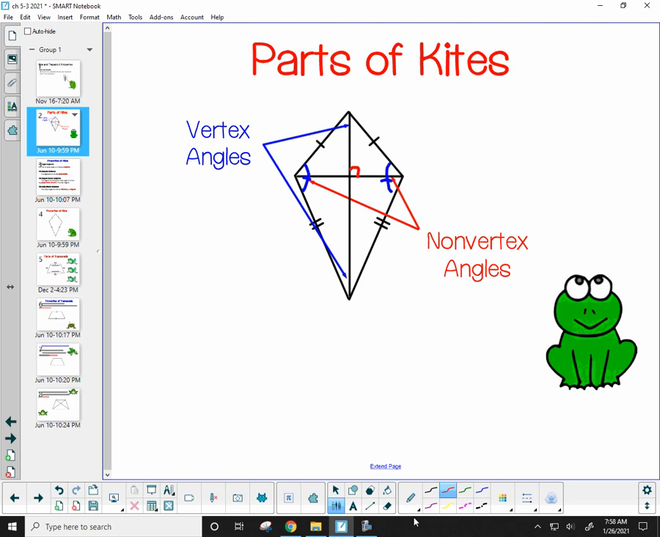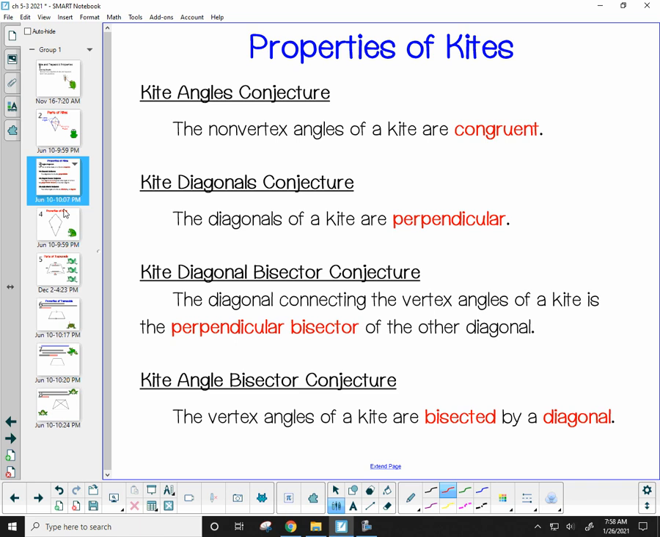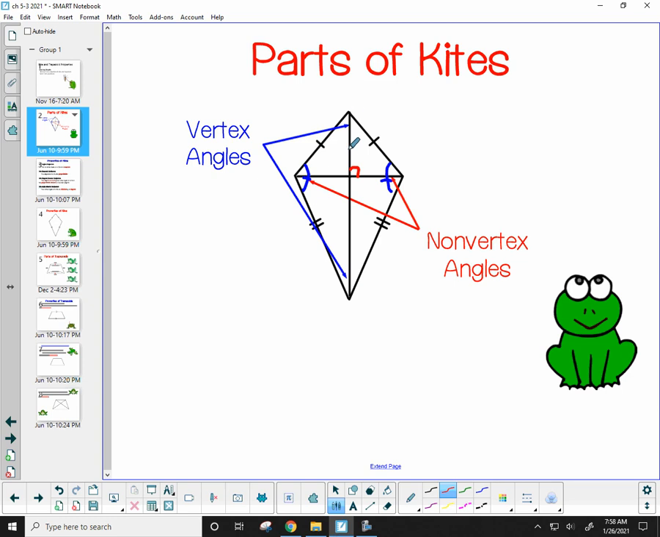All right, now think about everything else that happens. When we talked about this yesterday, if we have an altitude, let me go back to our list and keep all that stuff from yesterday or from Monday in the back of your head. It says the diagonal connecting the vertex angles of a kite is the perpendicular bisector of the other diagonal. So we're saying this diagonal right here is the perpendicular bisector of this diagonal, which again makes sense because we know the altitude is the median, right?